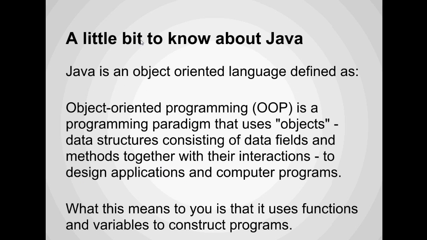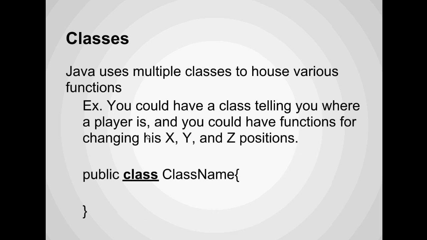A little bit that you should know about Java. Java is an object-oriented language, which is defined as a programming paradigm that uses objects, data structures consisting of data fields and methods together with their interactions to design applications and computer programs. What this means to you is that it uses functions and variables to construct programs.